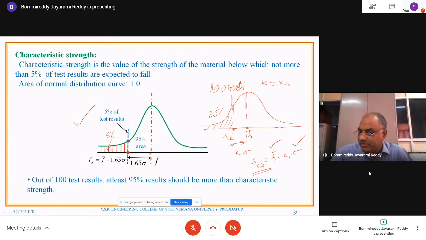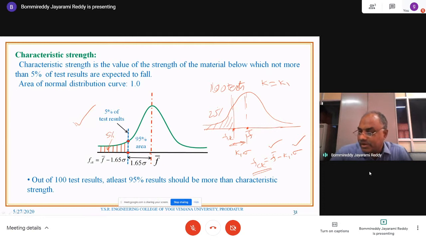As per IS 456, the deadline is 5% of the area, and the associated constant is 1.65. So here the deadline will be 25%. At that point, the strength is called the characteristic strength FCK. Accordingly, the relation between FCK, F bar and the standard deviation. And the total area of the distribution curve is always 1.